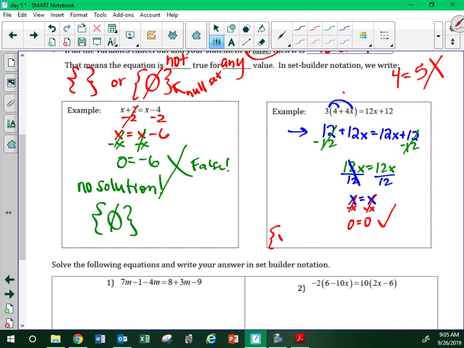I'm again going to write this in set builder notation. So we have x, such that x belongs to the real numbers. That's how we would write it in set builder notation. This means belongs to. So x belongs to the real numbers, so x is a real number as opposed to imaginary numbers.